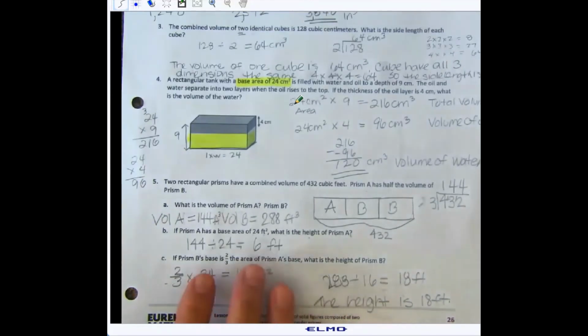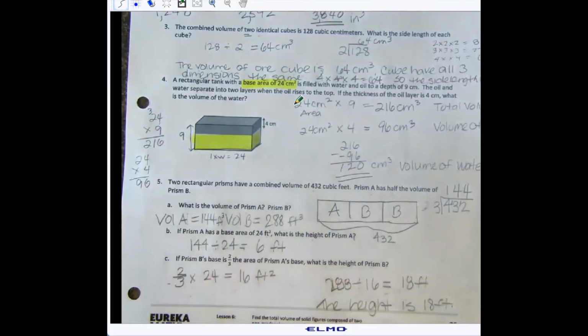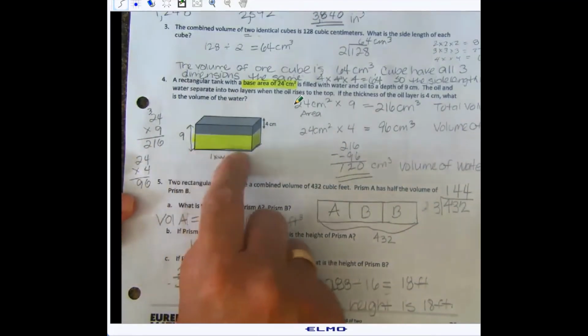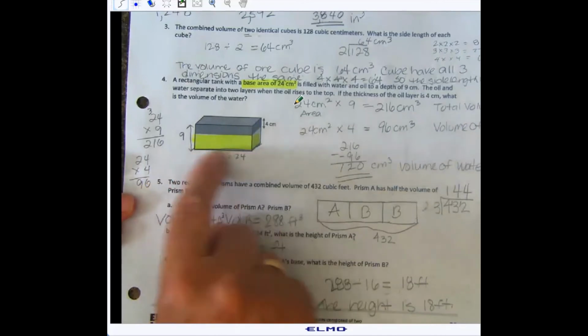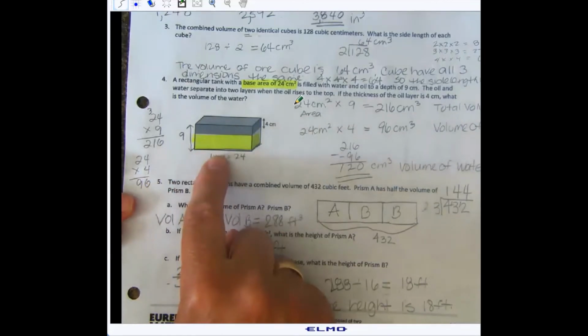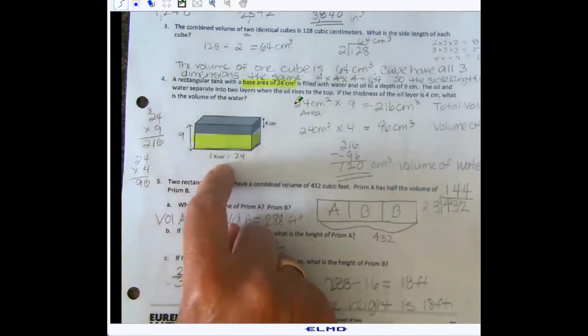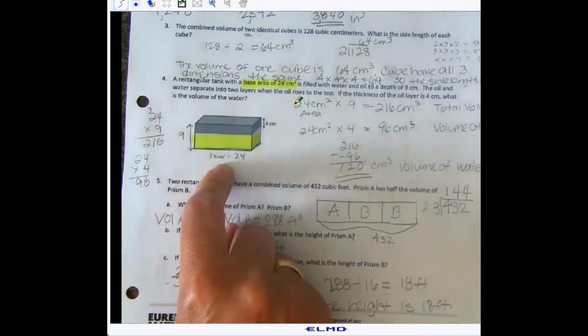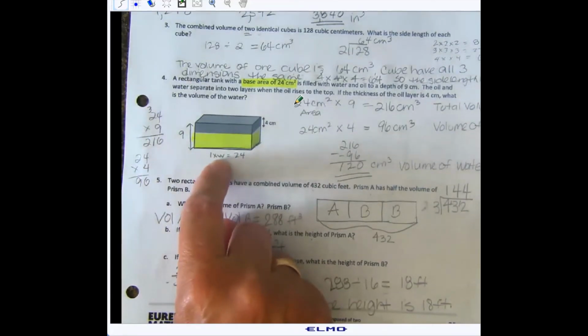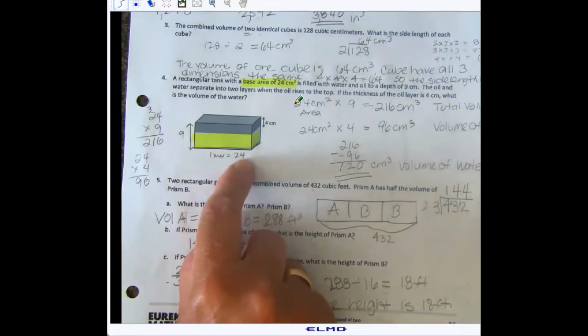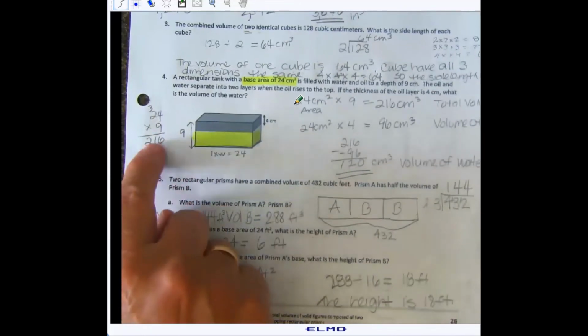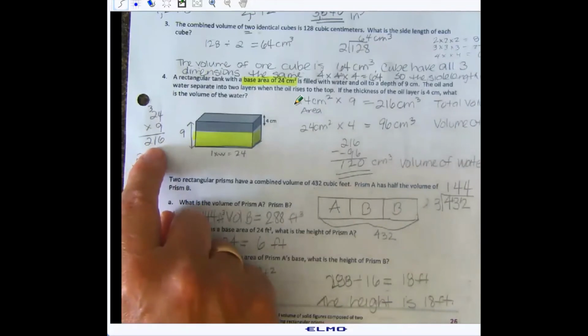Okay, so we need to find the volume of the whole tank, which I was just explaining. You would normally multiply the length times the width times the height. But when they give you the area of the base, they're basically giving you the length times the width of the base, because that's how you find area. So they're kind of saving you a step. And all you have to do is multiply 24 times 9. And so we know the full tank is 216 cubic centimeters.